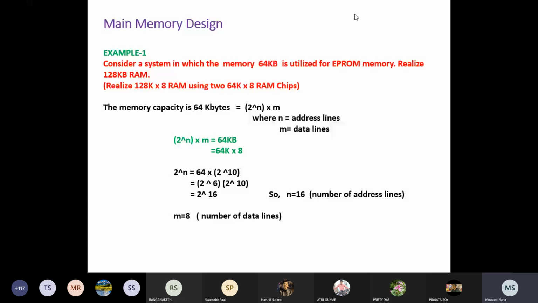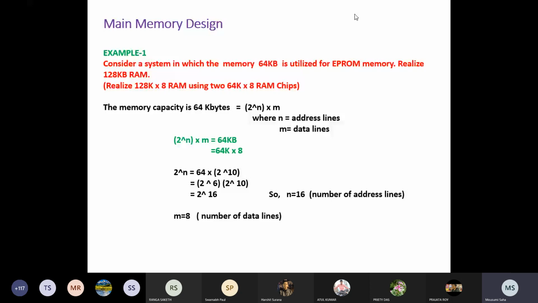64k can be written as 2 to the power 6 into 2 to the power 10. So ultimately you have 2 to the power 16, so 16 are the address lines. Obviously if you have 16 address lines, your address space will be 64k. Now if you have the address space 64k and each address can store 8 bits, what will be the size? 64k into 8, that means 64 KB, capital B.